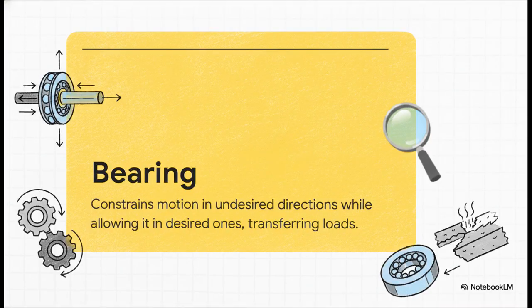So before we get into all the complex variations, let's just ground ourselves for a second. What actually is a bearing? At its core, it's a machine element that constrains motion in undesired directions while allowing it in the desired one. It transfers the load between the moving and stationary parts. Without them, every single rotating shaft you've ever seen would just grind directly against its housing, generate massive amounts of friction, and the whole system would just completely seize up.